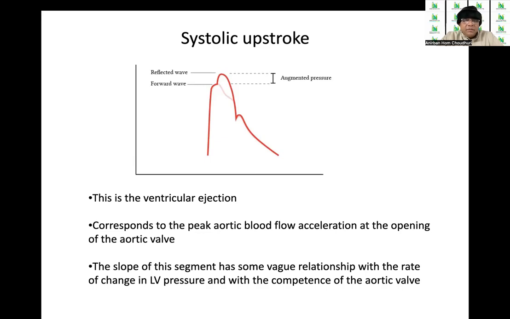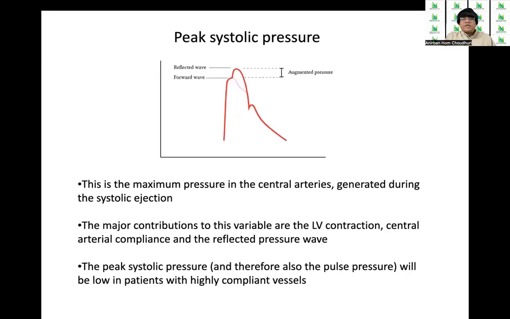Now, the slope of this segment has some vague relationship with the rate of change of left ventricular pressure and the competence of the aortic valve. But because of echo, we are not relying on them. We have other ways to measure them.